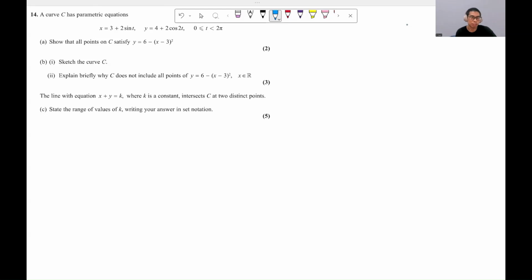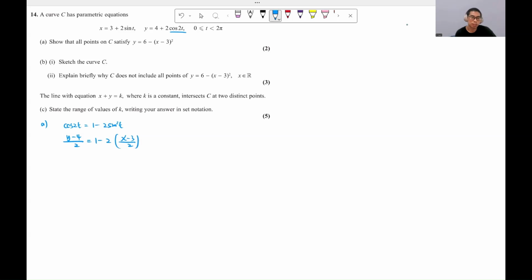So it's basically just changing the parametric equations into the Cartesian equation. Let's do part A quickly. I will use the identity cos 2t equals 1 minus 2 sin squared t. I think this is the easiest identity to link both. Then cos 2t is just (y minus 4) over 2, if we make cos 2t the subject: minus 4 on both sides and divide by 2. And sin t will be (x minus 3) divided by 2.